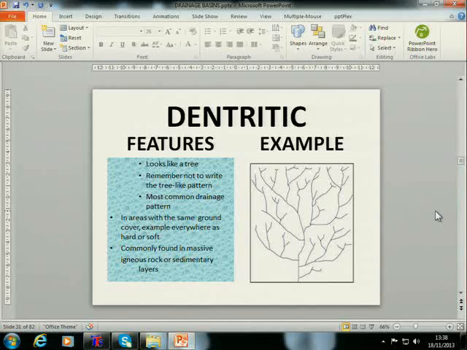Areas with the same ground cover are areas that are everywhere as hard or everywhere as soft as the adjacent area. Okay, we commonly find it in massive igneous rock, and it can also be found in sedimentary layers. Look at the example. Can everybody see that that is like a tree? It looks like a tree.